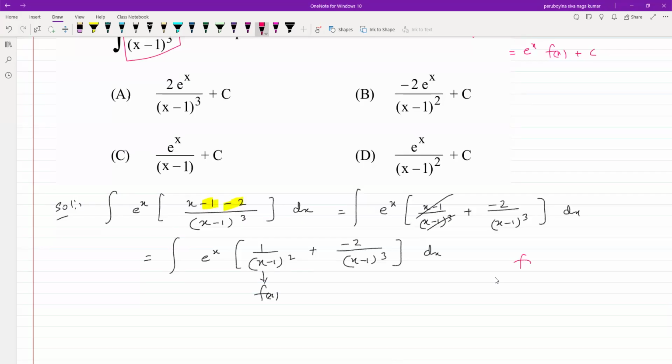You can assume this is f of x. So if f of x is equal to 1 by x minus 1 whole square, its derivative f dash x is equal to minus 2 by x minus 1 whole cube. This is f dash x. So therefore, according to the formula, the answer is e power x into f of x. That means e power x divided by x minus 1 whole square plus c. So identify where the answer was. Option D is correct.